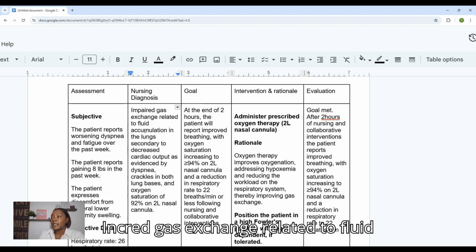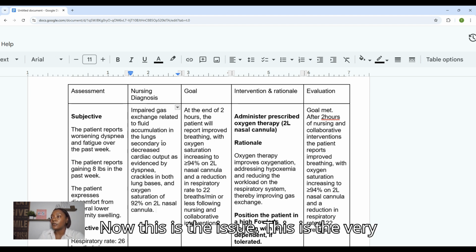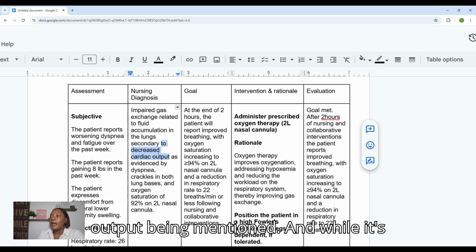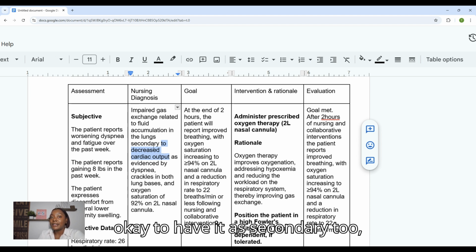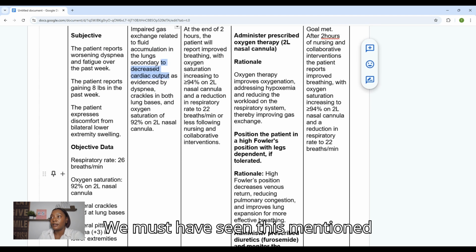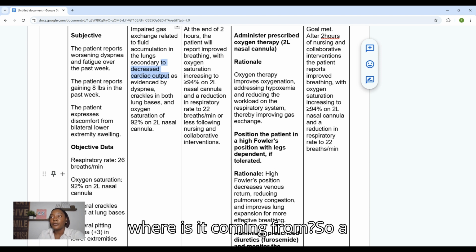Impaired gas exchange related to fluid accumulation in lungs is acceptable. Secondary to decreased cardiac output. Now, this is the issue. This is the very first time we're seeing decreased cardiac output being mentioned. And while it's okay to have it as secondary too, we must have seen this mentioned in the assessment data before, because where is it coming from?